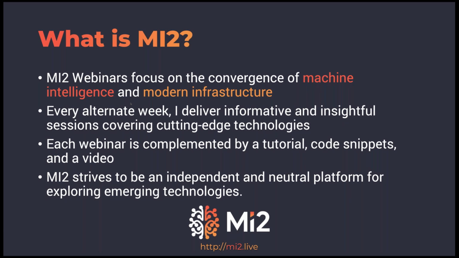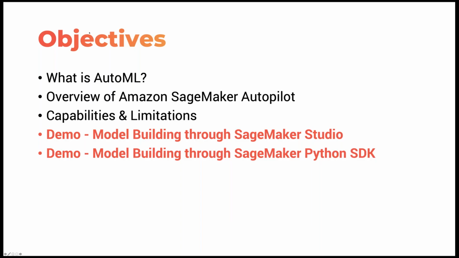So let's get started. The agenda for today's webinar is: what is AutoML and how does it relate to SageMaker Autopilot? Even if you're not very familiar with machine learning, you would still find this useful, because AutoML is not really meant for experienced data scientists or experienced AI engineers. It is meant for developers and business analysts who are looking at getting predictive analytics without writing a lot of code. So even if you are not very familiar with the concepts of machine learning, you will still have some takeaways from this. Then I'll touch upon the capabilities and limitations of SageMaker Autopilot.